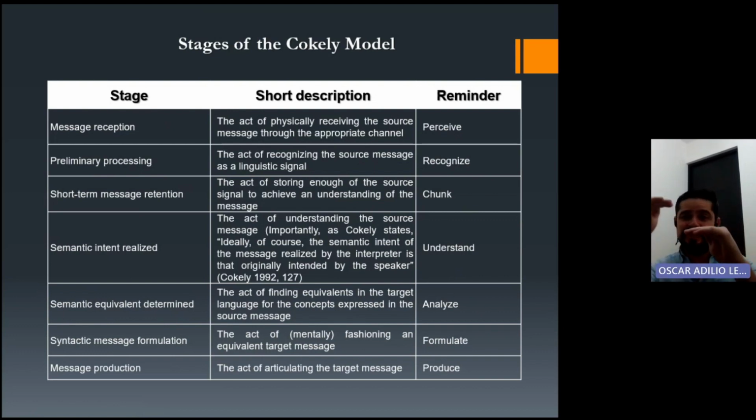And there are different stages, right? So the first stage is the message reception. Basically, this is the act of physically receiving the source message through the appropriate channel. We can have as a reminder the word perceive. That's when we perceive the message. So basically, this is a physical process. It's when we physically receive the message.